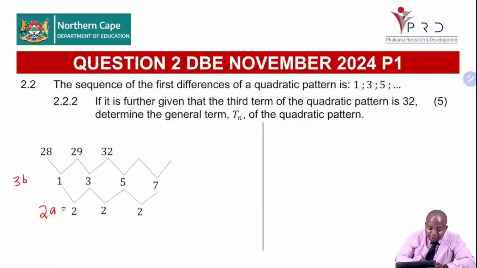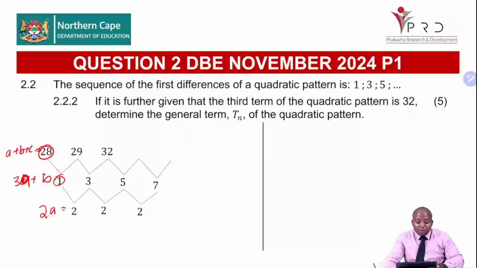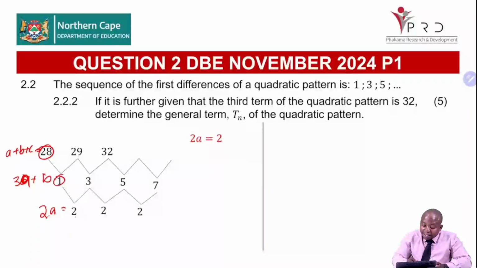Then we know that my 2a, when I'm working with quadratic, is equal to 2. Then we have 3a plus b equals 1. Then we have a plus b plus c equals 28. So that's what I'm going to deal with here. Remember, the general term of a quadratic, Tn, equals an squared plus bn plus c. So I'm looking for a, b, c.